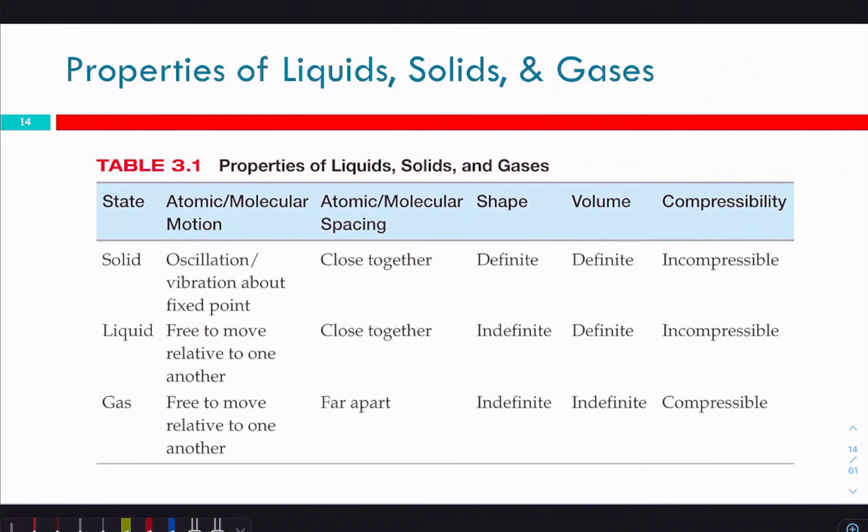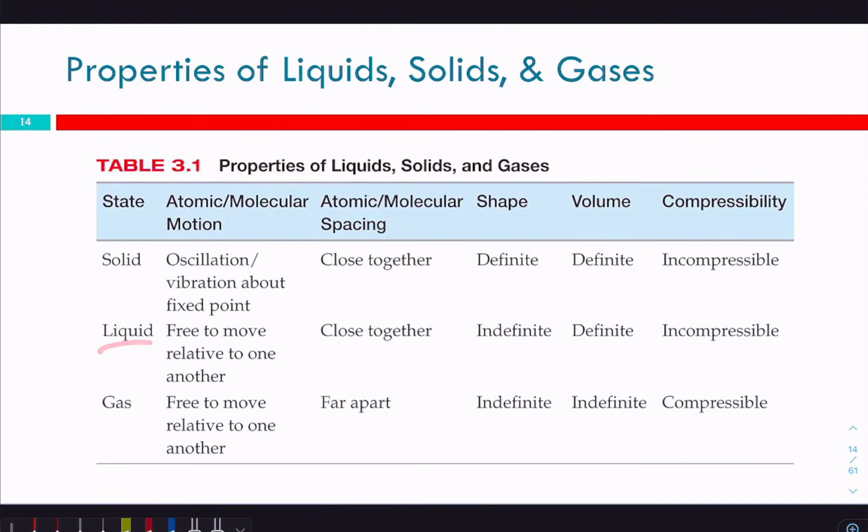So why do solids have a definite shape and a definite volume? Because the atoms and molecules are so packed together, they can't move around. And because they can't move around, that gives them a definite volume, definite shape, and they're incompressible. You can't squish them any closer together because they're already as close together as they can get.